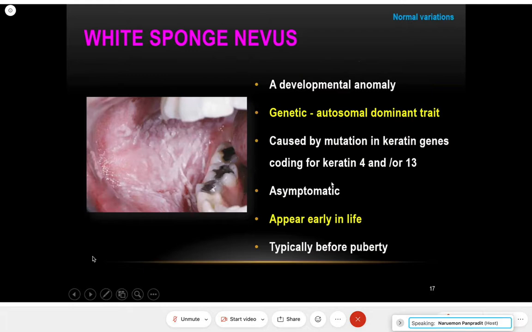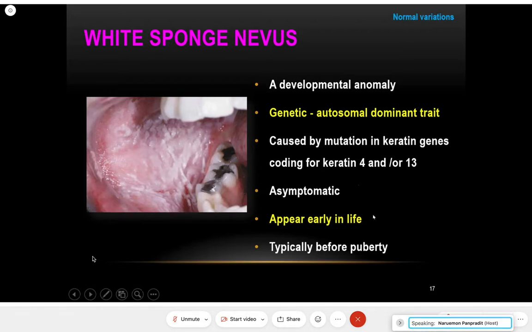Because it's a normal variation, it's symmetrically apparent and asymptomatic, and because it's developmental, it appears early, typically before puberty. So when you see patients, most of them are teenagers or young adults who show this lesion because it appears earlier. And it looks more white than the previous lesion, right? Because it looks more thick and has a rough surface.